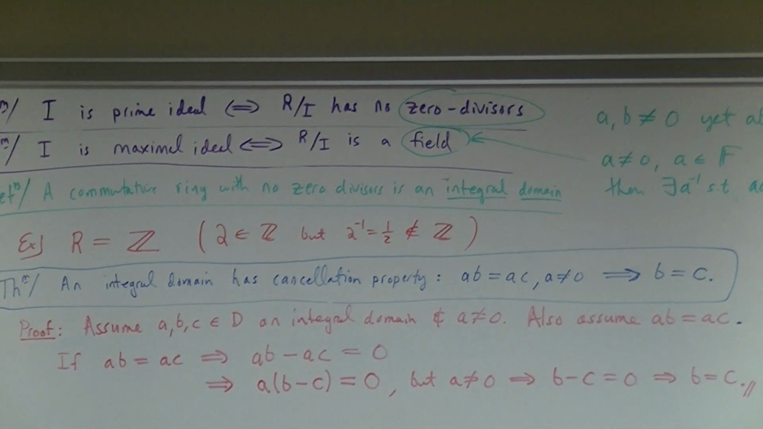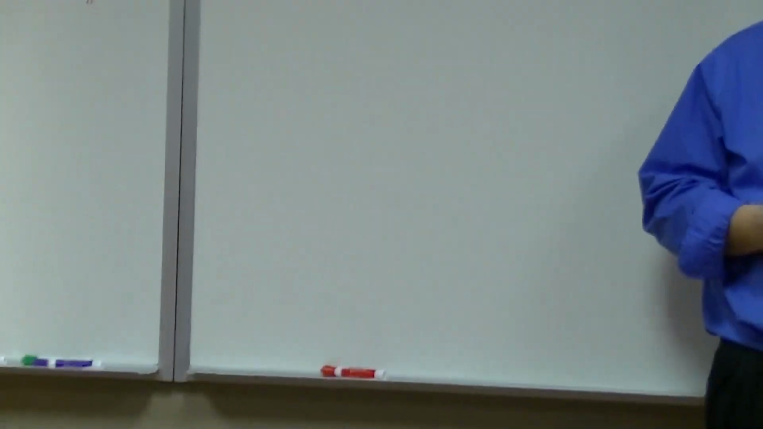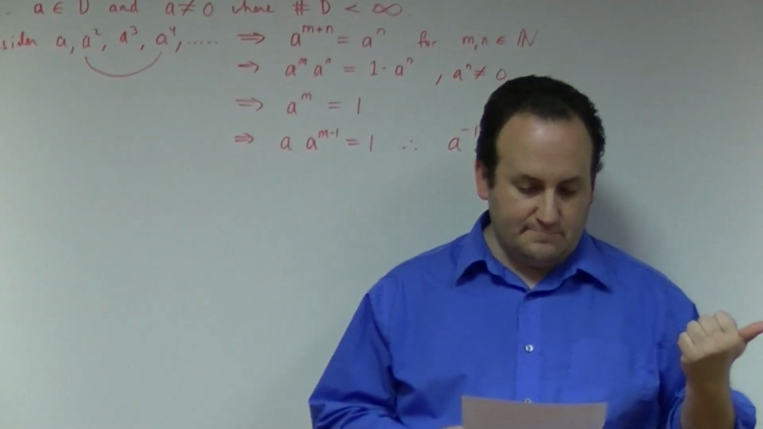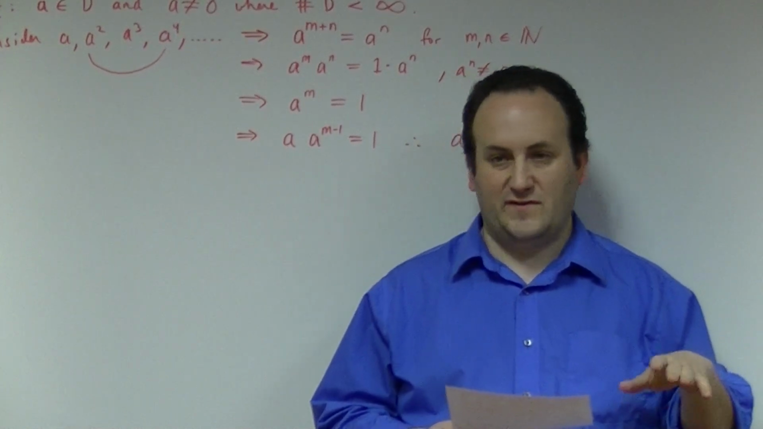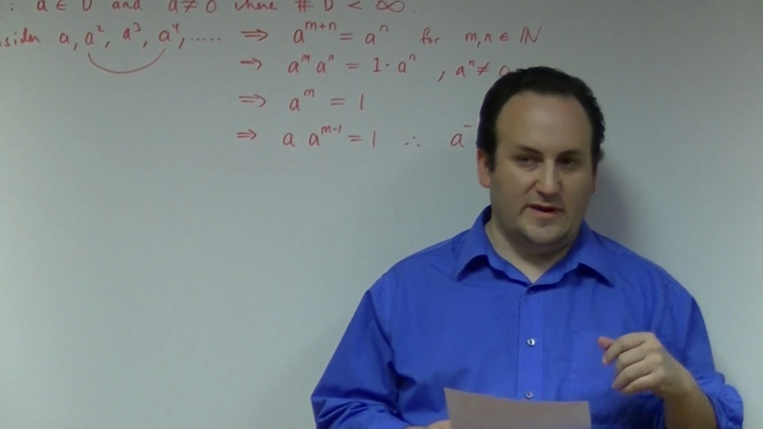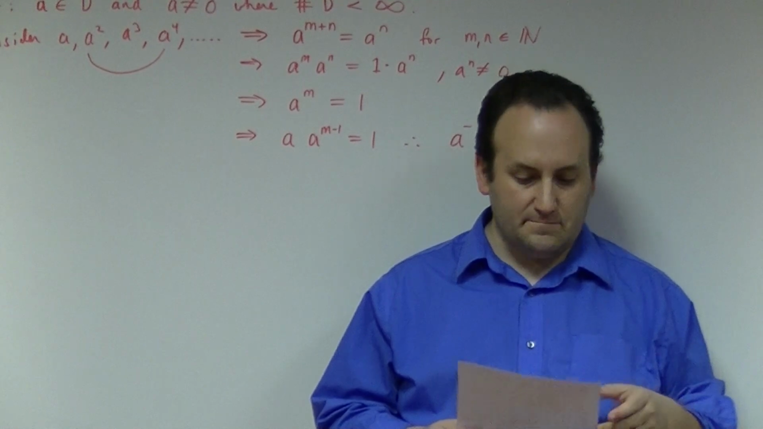So let me just say some words. Every field is an integral domain, right? In a field, you can't have zero divisors. That's easy to prove. However, not every integral domain is a field, right? Unless, of course, we make the provision that the integral domain is finite, in which case it's automatically a field.